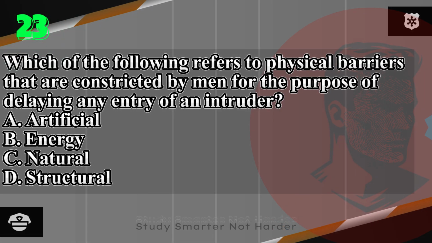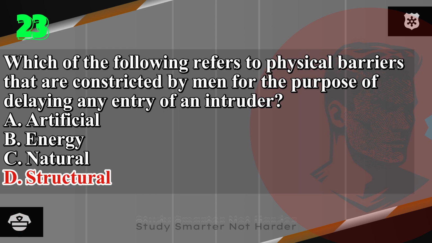23. Which of the following refers to physical barriers that are constructed by men for the purpose of delaying any entry of an intruder? A. Artificial. B. Energy. C. Natural. D. Structural. Answer: D. Structural.